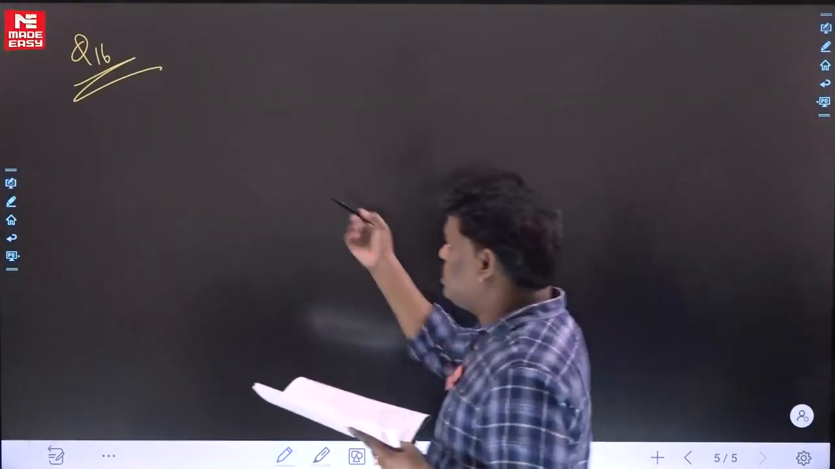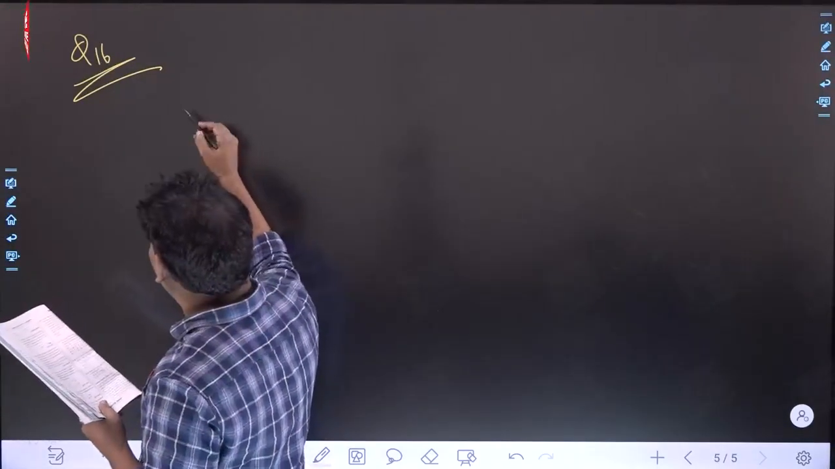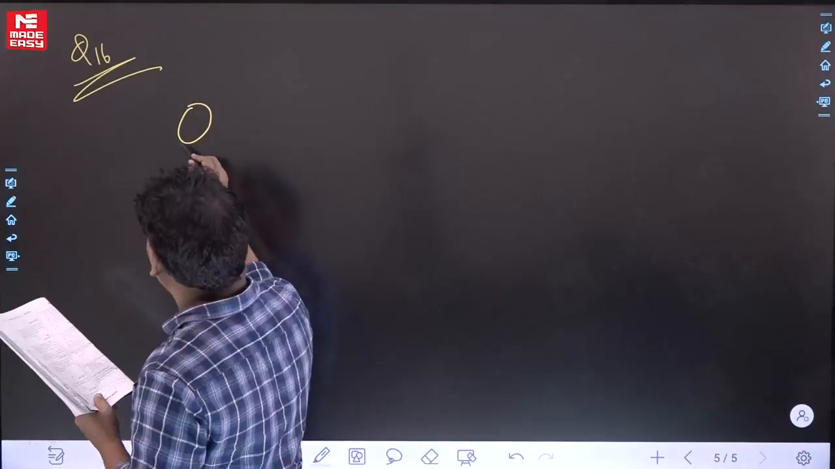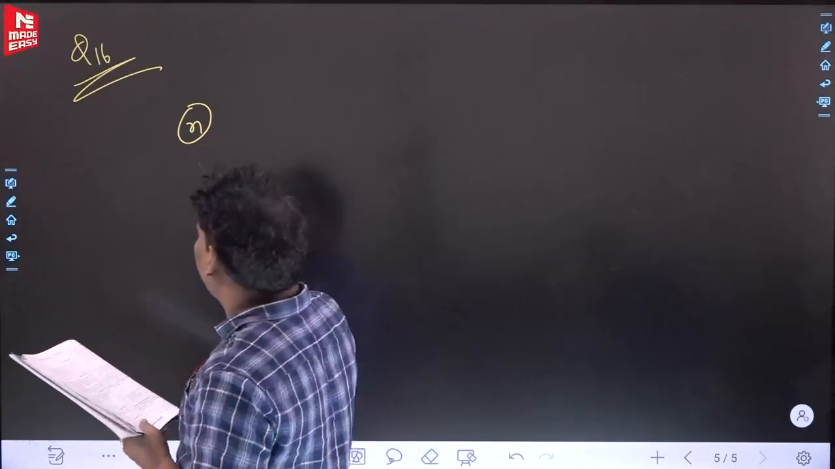See question number 16. What is the answer? I will explain it to you. I am starting now. Please take care. See this one, everyone. N elements are there. Question number 16, I am explaining. Please take care. Listen, N elements are there.